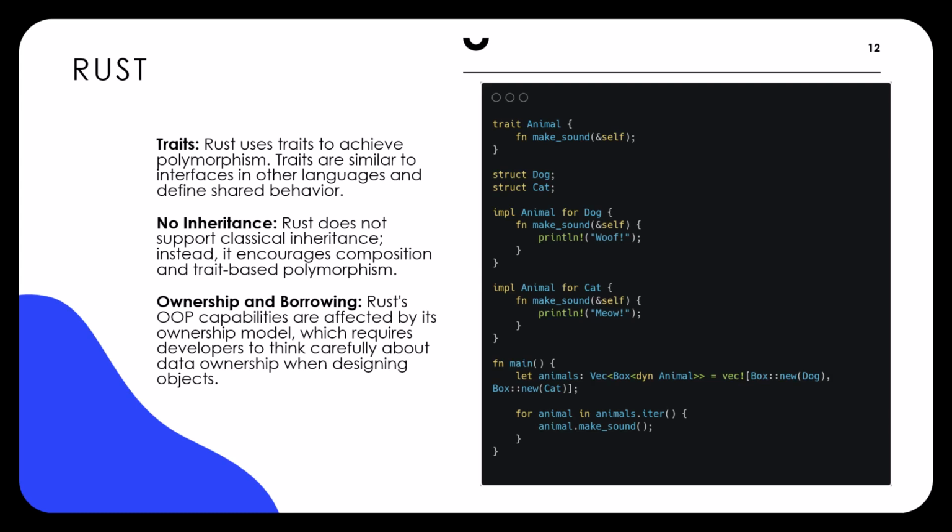Rust's take on object-oriented programming is unique. It doesn't have classical inheritance but uses traits to define shared behaviors, similar to interfaces. Rust favors composition over inheritance, encouraging developers to think carefully about data ownership and behavior instead of following traditional OOP.